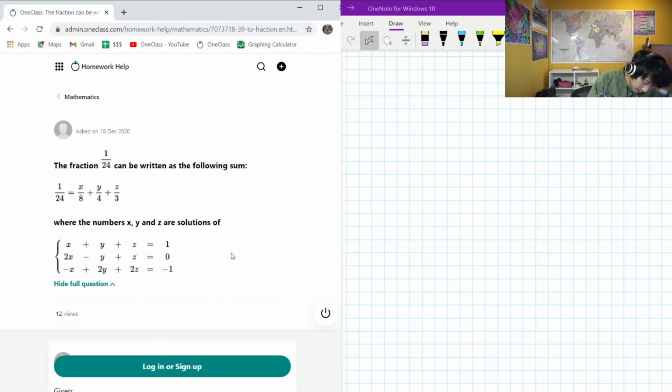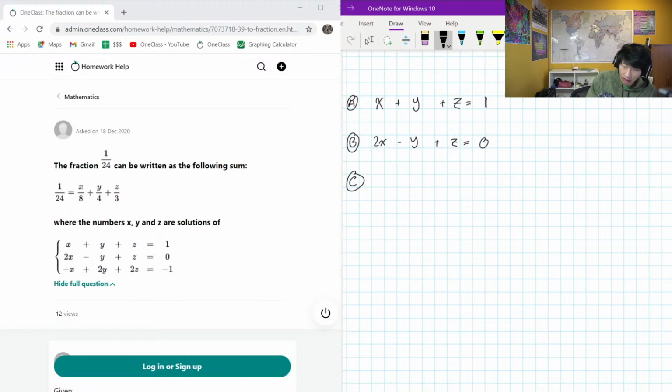Okay, so let's write out our system of equations. So we have x plus y plus z is equal to 1. Let's call this equation A. Equation B, we have 2x minus y plus z is equal to 0. And equation C, we got negative x plus 2y plus 2z is equal to negative 1.